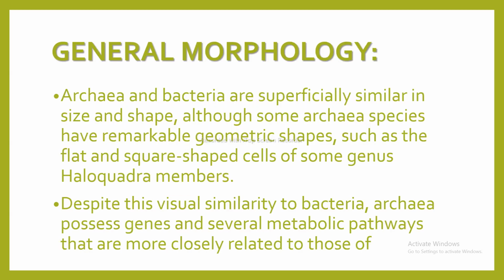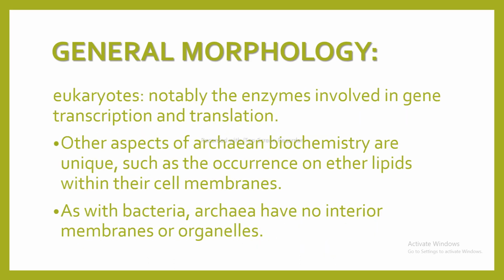Archaea and bacteria are superficially similar in size and shape, although some archaea species have remarkable geometric shapes, such as the flat and square-shaped cells of some genera like the Haloquadratum members. Despite this visual similarity to bacteria, archaea possess genes and several metabolic pathways that are more closely related to those of eukaryotes, notably the enzymes involved in gene transcription and translation.